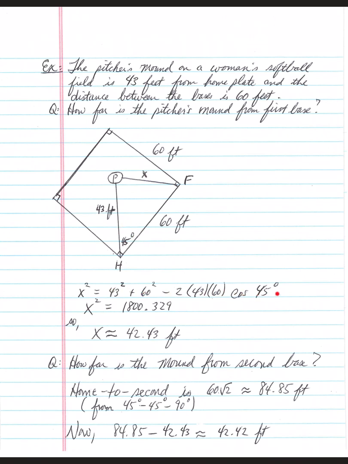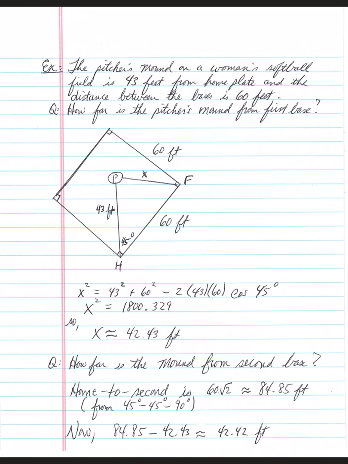All the steps are written out. 45 is the angle opposite of the length we want, and with law of cosines, those are going to be on the opposite ends of the equation. Calculate everything on the right side of the equation. You get just a smidge over 1800. Take the square root, 42.43. So it's pretty dang close to 43 feet from the pitcher's mound to first base, but a little short.